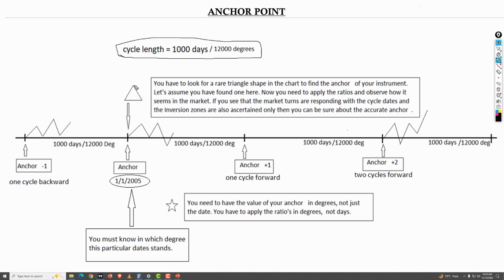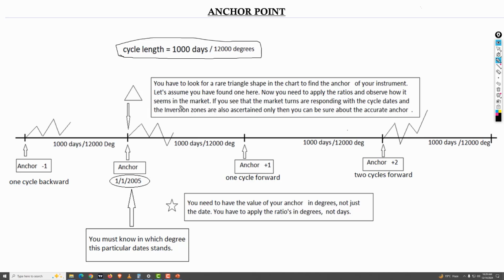After applying the first two turns in the chart, it will pretty much look like this kind of triangle shape. I cannot show you an actual anchor point, you know. We all have some limitations.